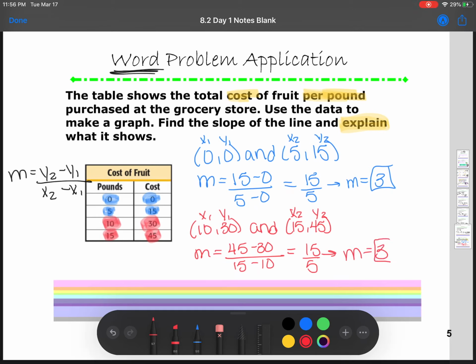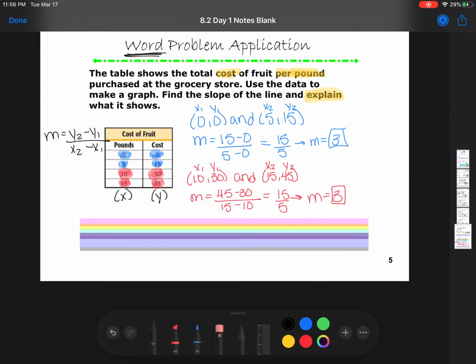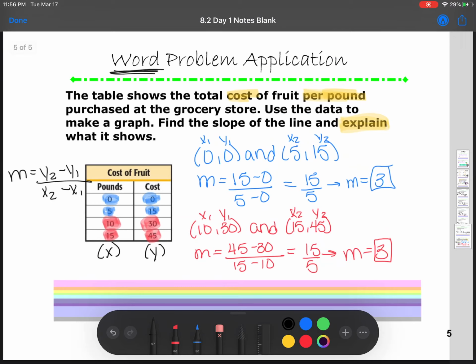m equals 3. Okay, now that I know what my slope is, what is my slope telling me? Well, the slope is the change in the cost, which was my y's, per the amount of pounds bought, which was my x's. So, I'm going to hide this somehow. I did it before, I don't know how I did it.